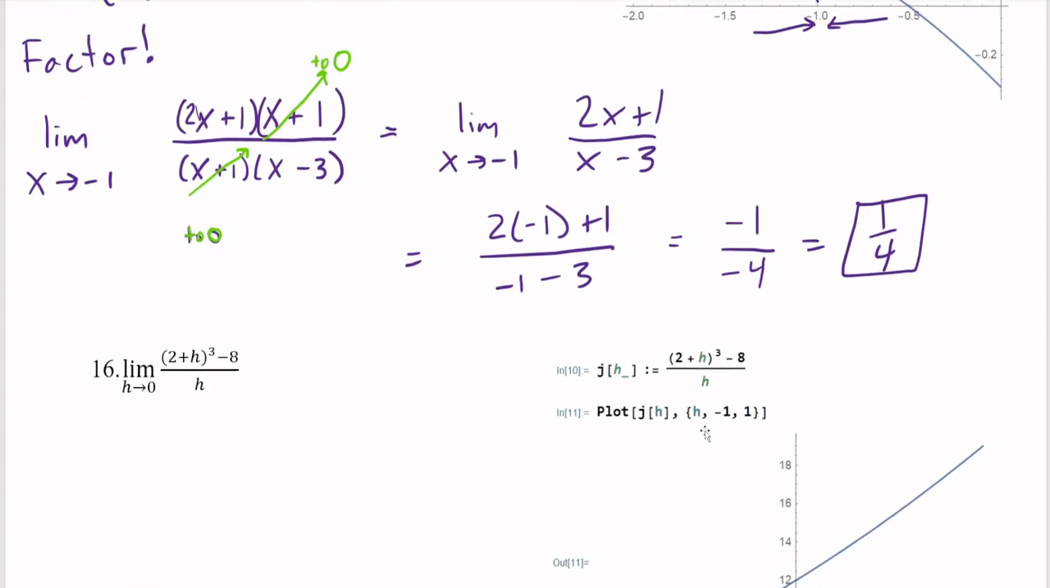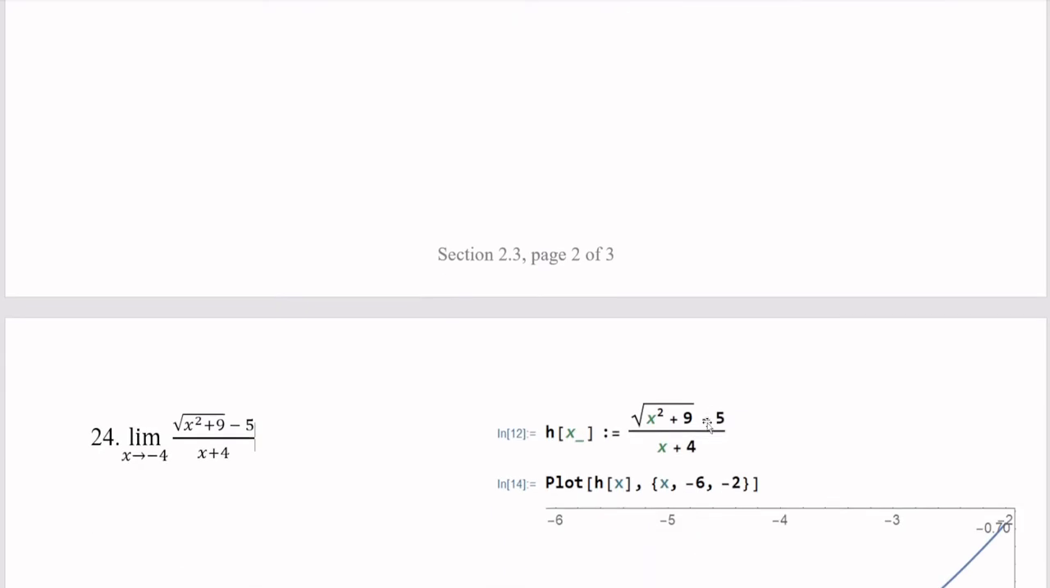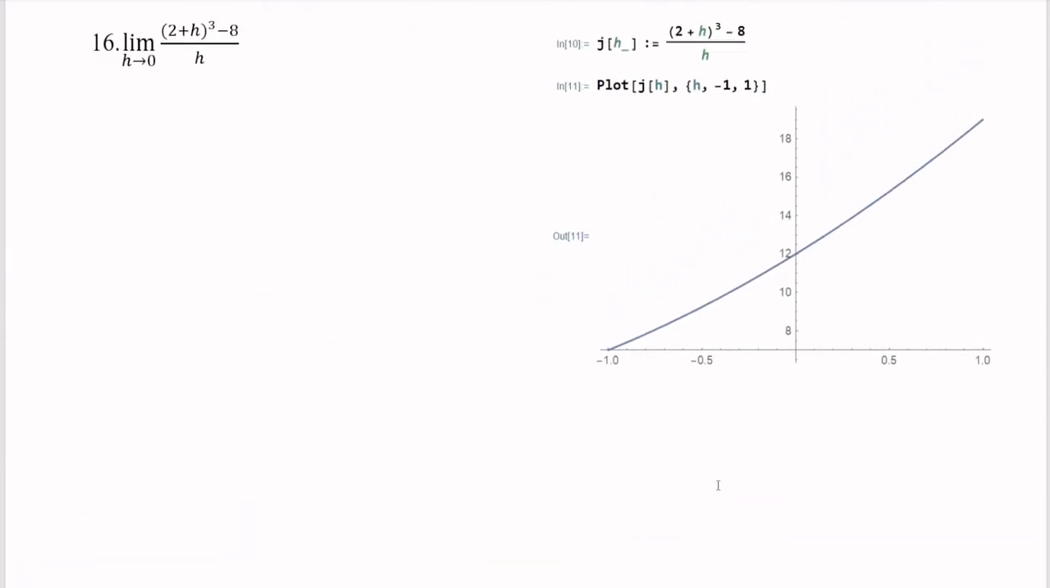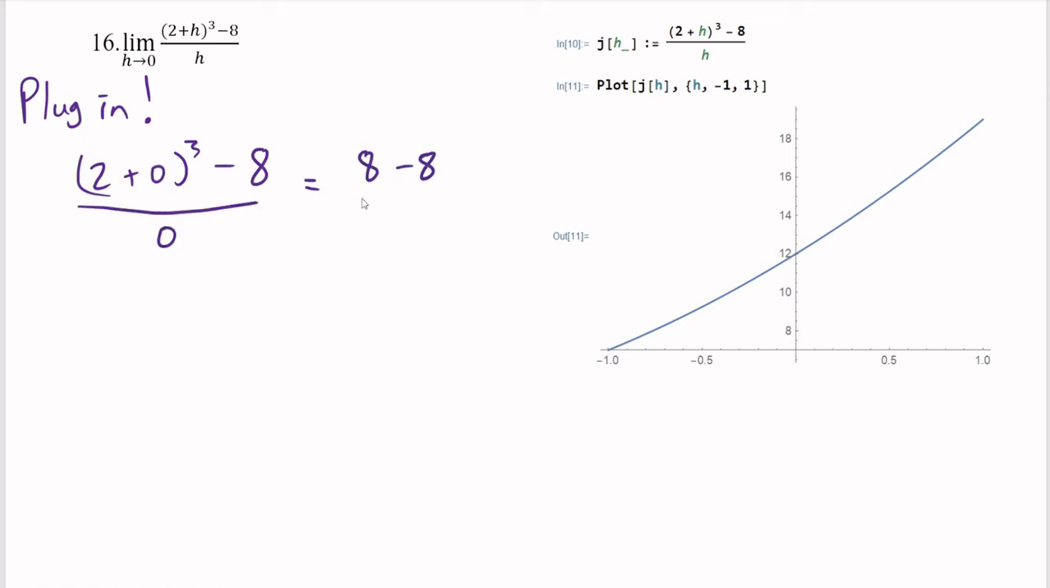So let's try another one. I believe this is the second to last one on here. So we've got the limit as h goes to 0 of (2 plus h) cubed minus 8 over h. So again, this is actually a pretty similar one, just the algebra will be a little bit different. Give it a go with the plug-in. You're going to get (2 plus 0) cubed minus 8 over 0, which ends up being 8 minus 8 over 0, which is 0 over 0. So indeterminate. We don't know what's going on here. It's indeterminate.